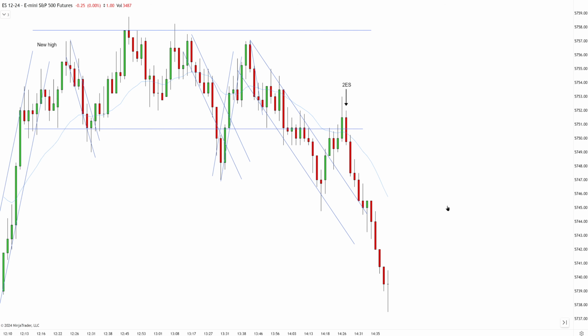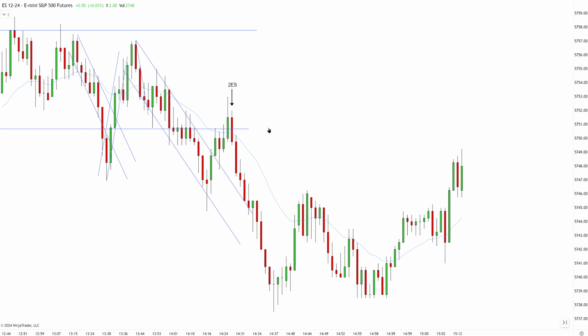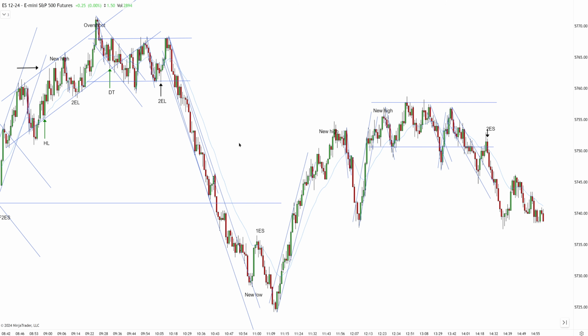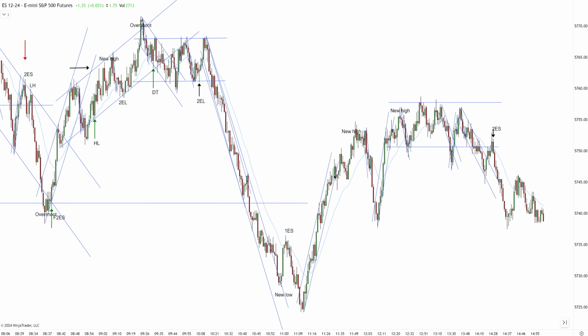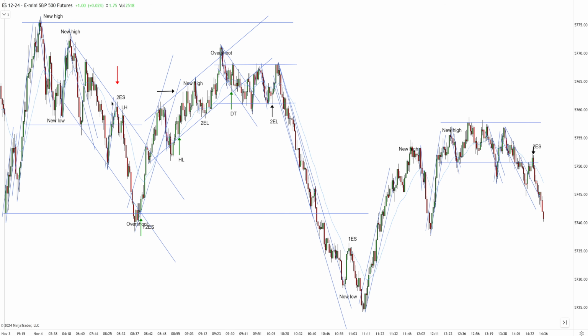Break, push to a new extreme, and now the stock market is about to close. So this is the overall structure for today. It was a very, very difficult structure to navigate. Super whipsawy, up and down, especially the second half of the day. The first part was quite predictable. You have a downtrend with overshoot.